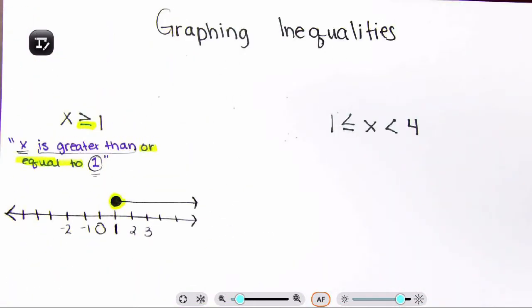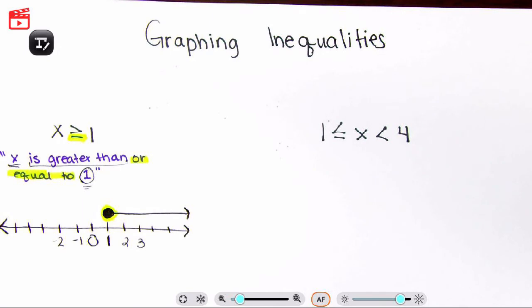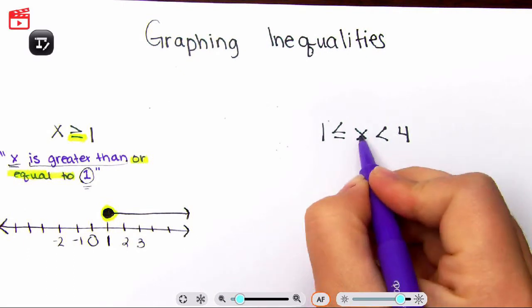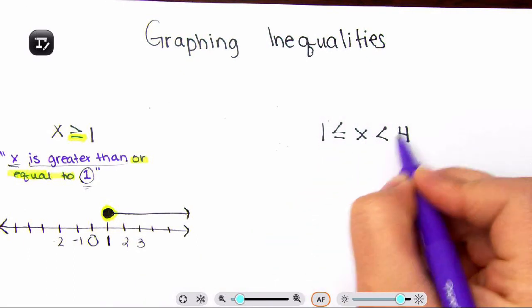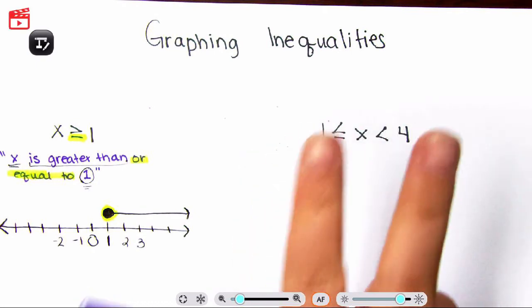All right, now for the compound inequalities. Compound inequalities work exactly the same, except we're going to be translating two things. For example, I have two statements. I have x attached to 1 and I have x attached to 4. So there's going to be two statements.